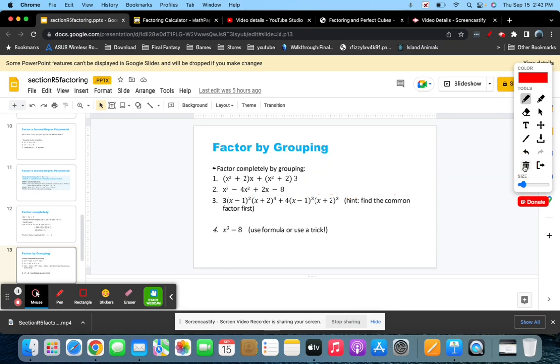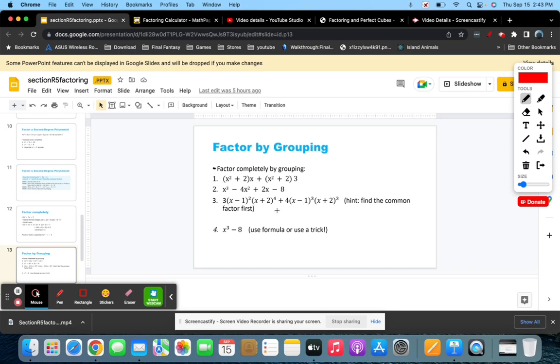All right, let's see. What is number 3 saying? Find the common factor first. Well, let's see. Right now I see an x minus 1. There's at least 2 x minus 1s on each one. Even though this one's got 3, that means it's got at least 2 inside of it, and I'll be left with 1. And there's at least 3 x plus 2s on both of them.